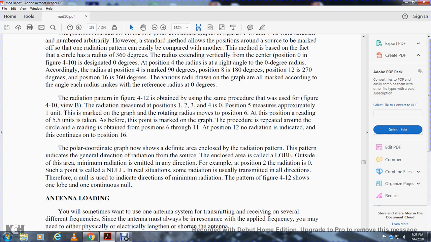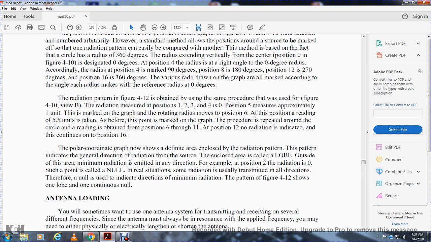The radiation pattern of figure 4-12 is plotted with the same values as figure 4-10. The radiation measure at points 1, 2, 3 and 4 is 0. Position 5 makes the appropriate mark. This mark is made on the graph along the rotating radius. At position 6, the reading of 5.5 units is taken. Before the point is marked on the graph, the procedure is repeated around the circle with the readings obtained, making marks from position 6 to 11. At position 12, no radiation is indicated, continuing on to position 16.